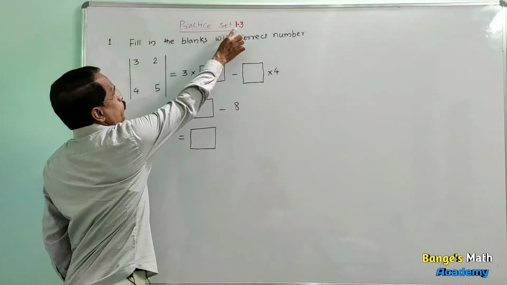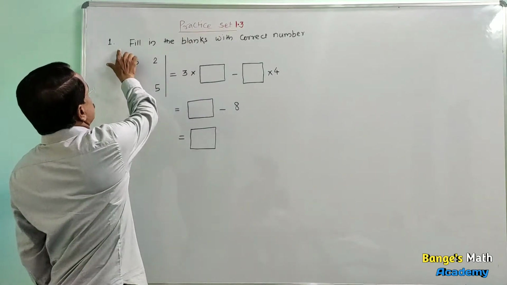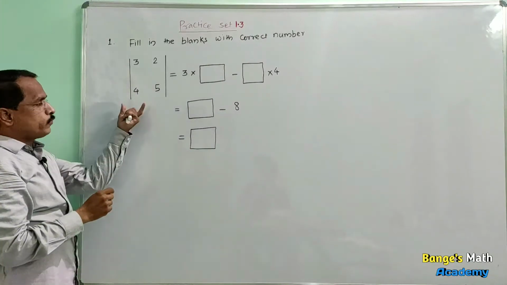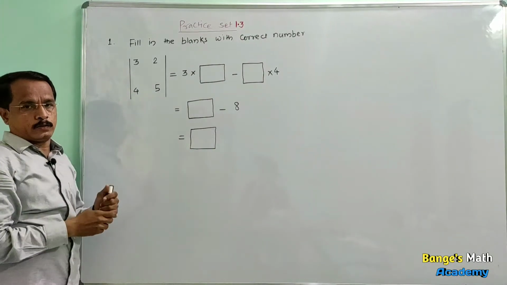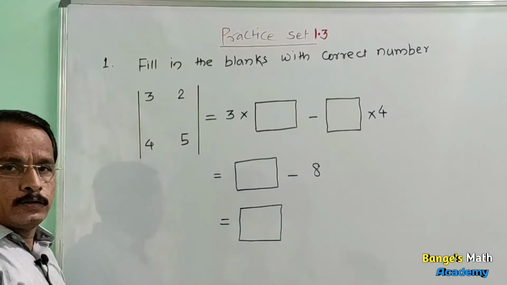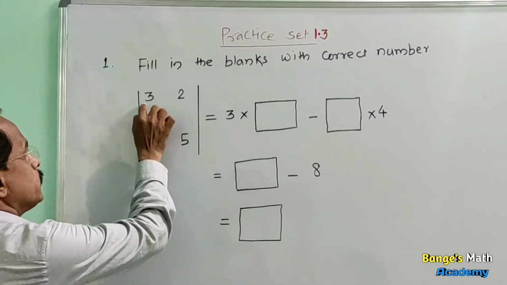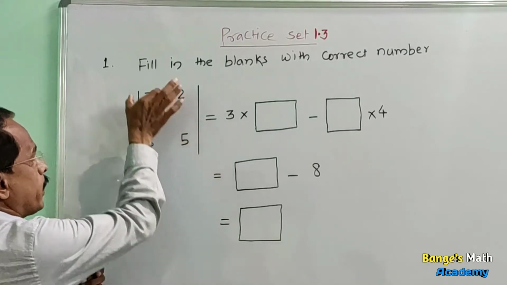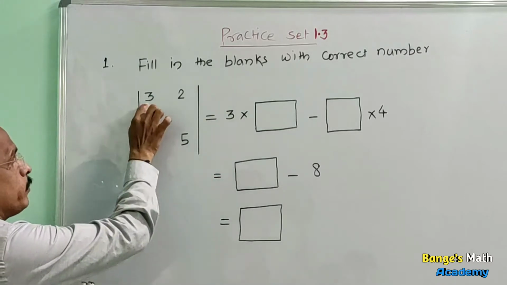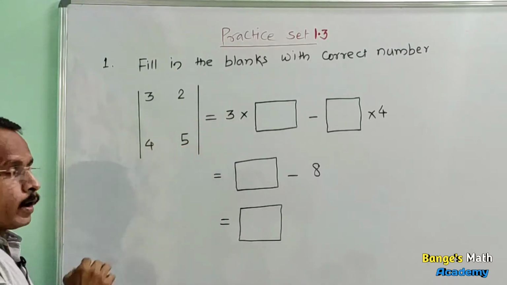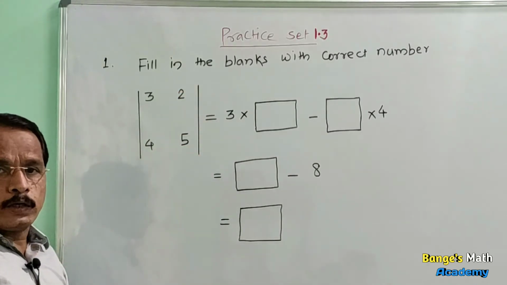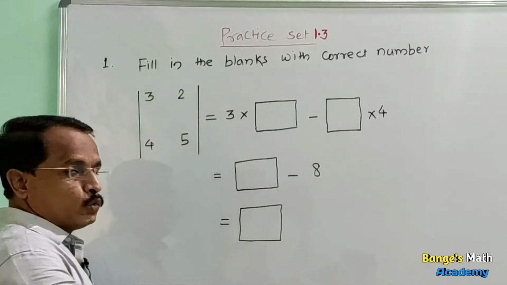Practice set 1.3. Fill in the blanks with the correct number. We have to find the value of this determinant. These are two vertical line segments, and there are two rows and two columns. There are two elements in each row and two elements in each column. So the degree of this determinant is 2.